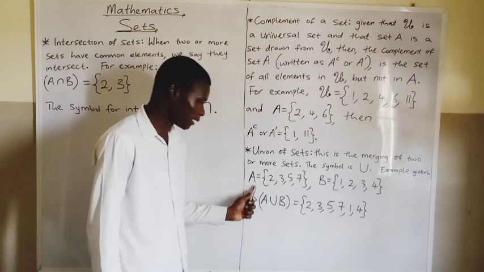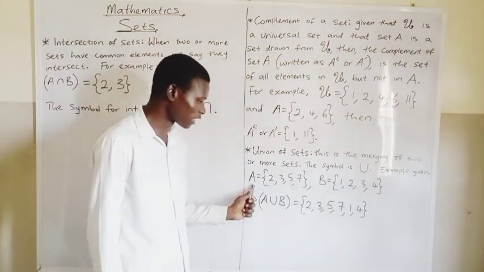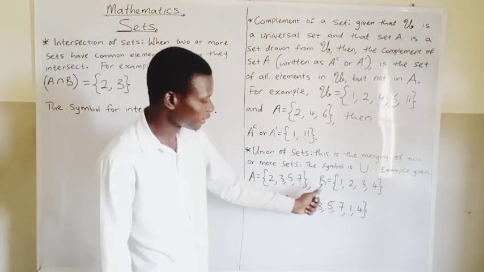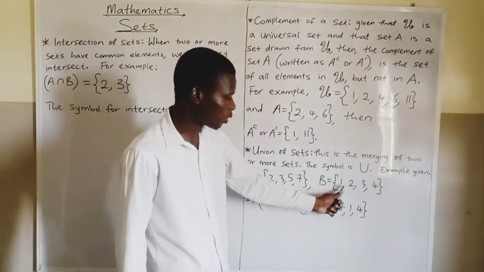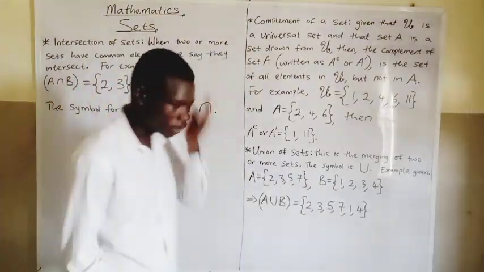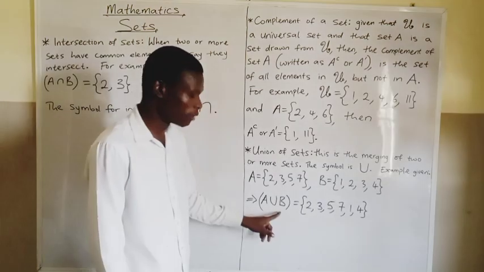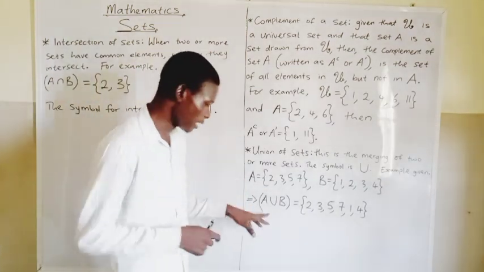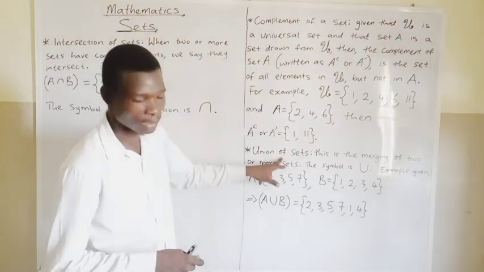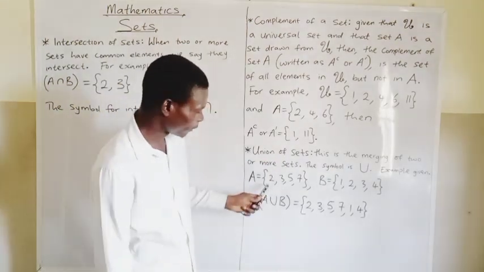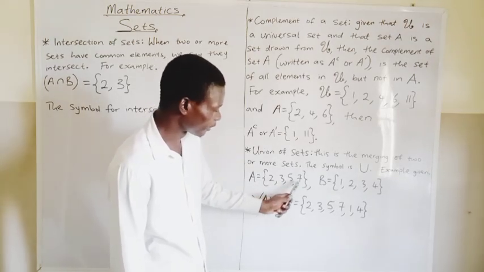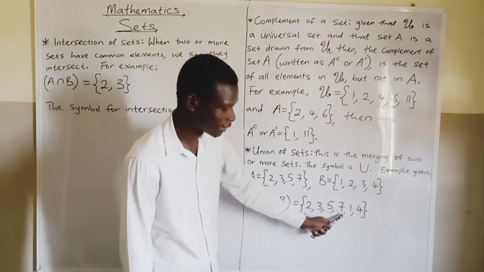This is set A, and set A is described by the elements 2, 3, 5, and 7. Then we have set B described by the elements 1, 2, 3, 4. So we talk about A union B, that is the merging of the elements in A and B together. A union B, according to the name, union of sets. So we have, first of all, to write down the elements of set A, which are 2, 3, 5, and 7. So we have 2, 3, 5, and 7 here.